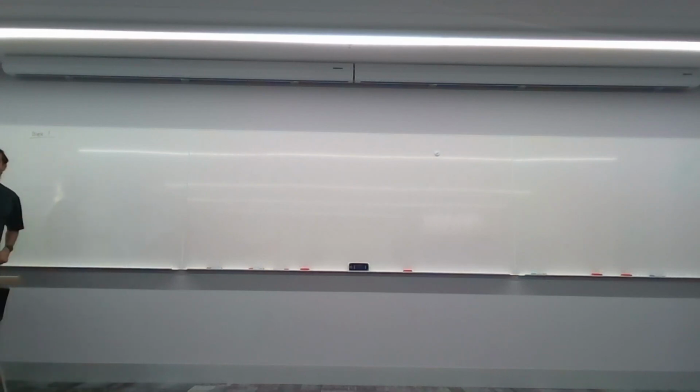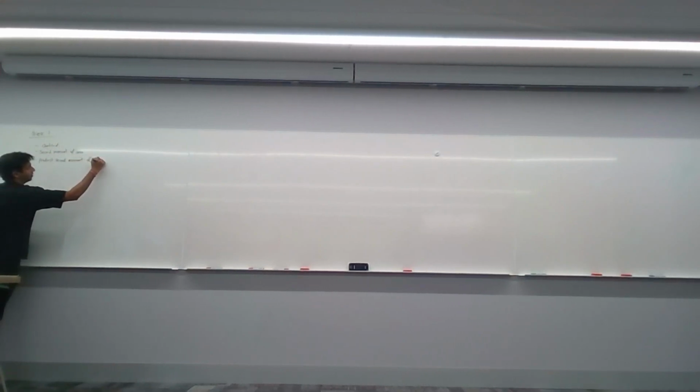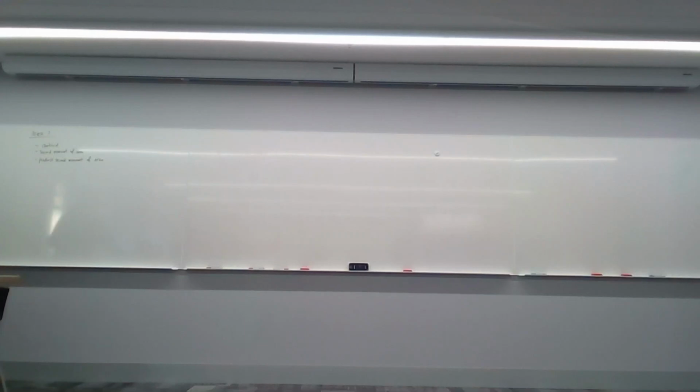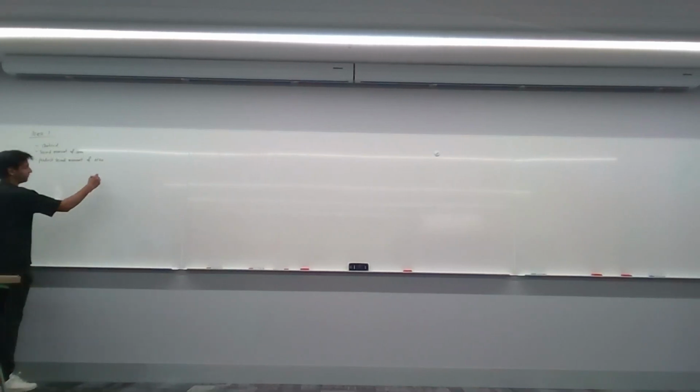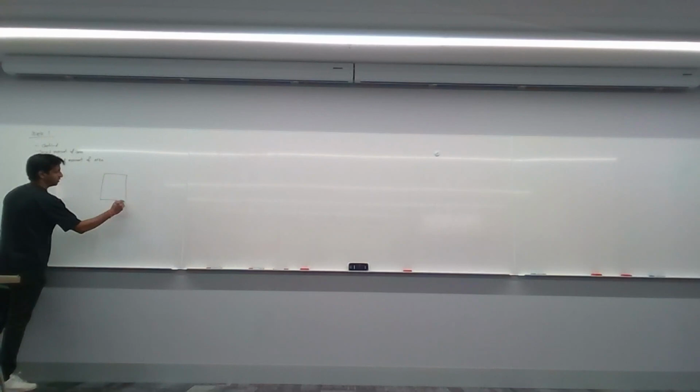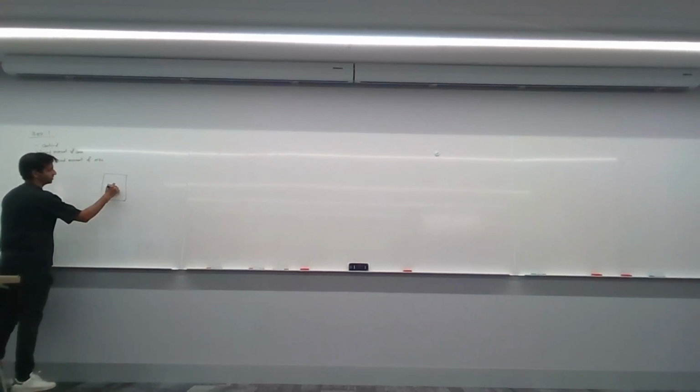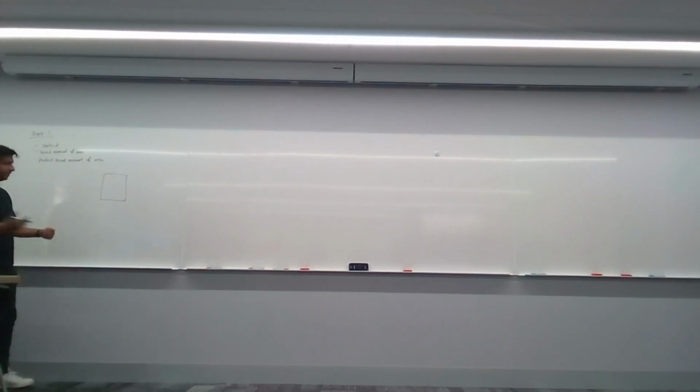Alright, so in week 1, we did second moment of area, so centroid, and then second moment of area. Those are the main things that we looked at, and we also looked at product second moment of area. Okay, so what each of those things are, as a refresher, centroid is really simple. If you have a given shape, say like this, centroid is what's in the geometric center of that shape, basically.